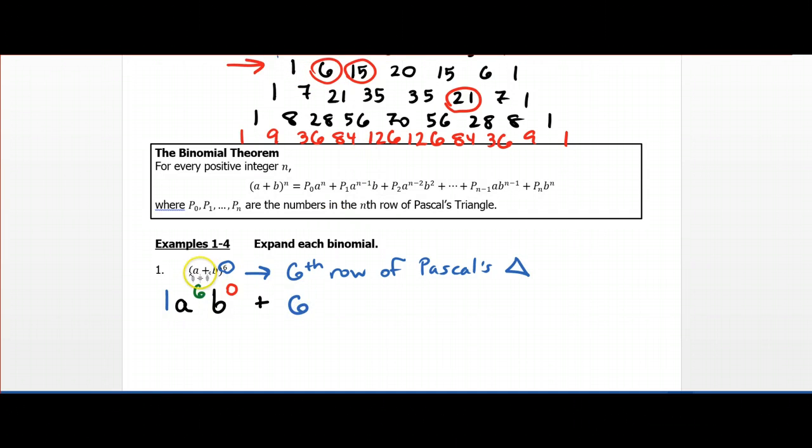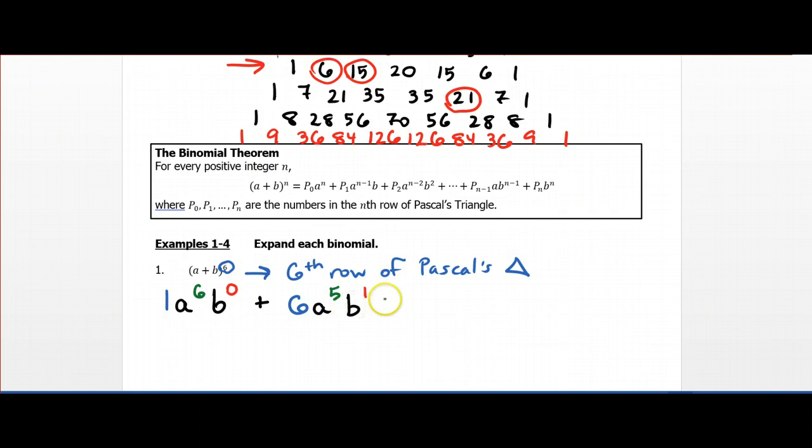I take the first term in my binomial, which is a, and now I'm going to decrease its power by 1. So over here it was a to the 6th, over here it's going to be a to the 5th. I then take the second term, b, and it's going to increase in power. So instead of 0 power, it's going to be b to the 1st power. So I have 6a to the 5th, b to the 1st.